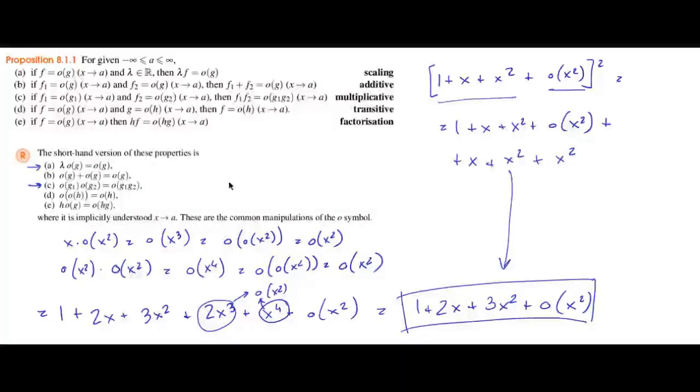So just one last note: if I say that f is small o of 1 when x goes to a, what I mean is the limit when x goes to a of f is 0, right? Because the limit of f divided by 1 is 0. So remember that. There's a handy way of expressing this. Okay, so that's the end of this video.